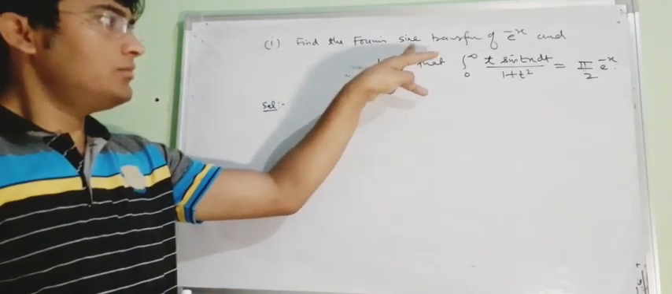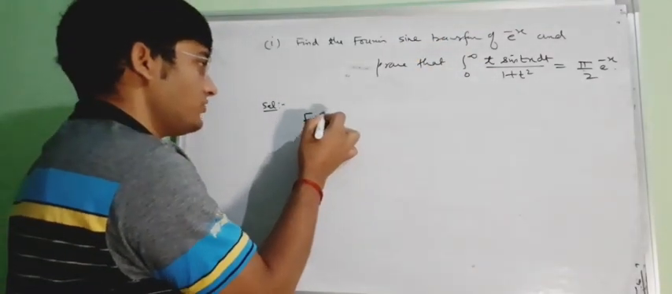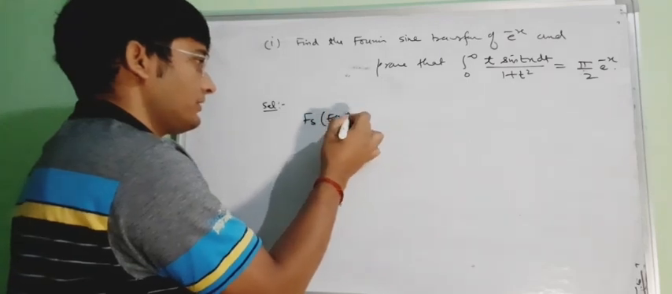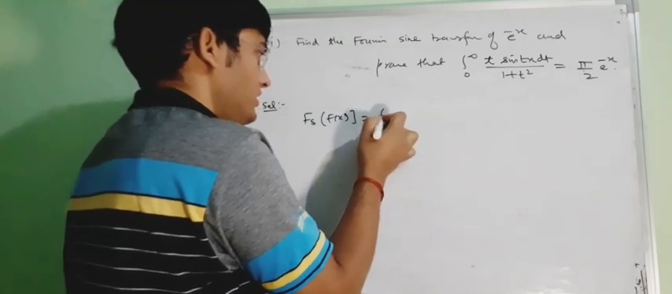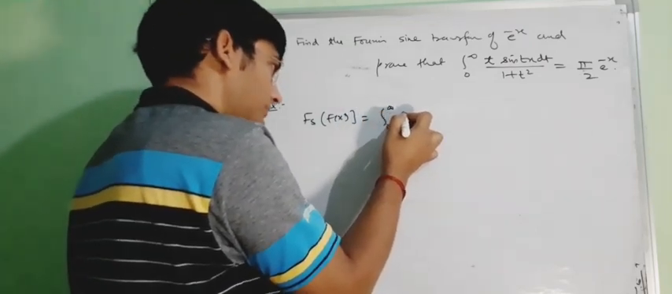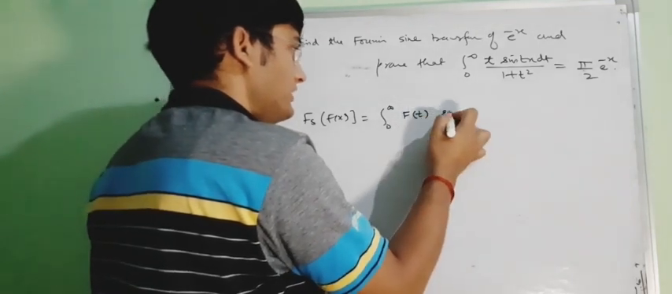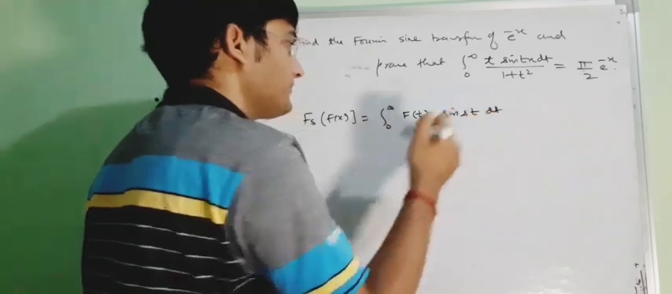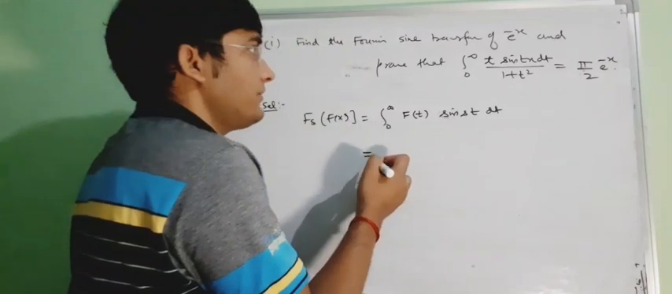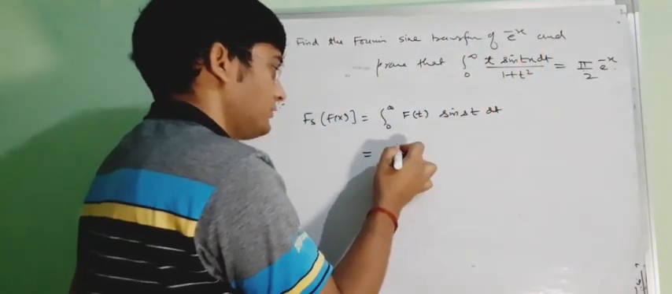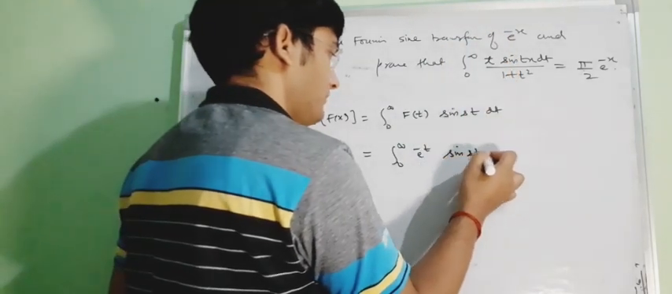Here we will prove this result with the help of the sine transformation. The sine transformation of a function f(x) is equal to the integral from 0 to infinity of f(t) sin(st) dt, as we are taking the sine transformation. So this is the definition of the sine transformation. Now for f(t), we have e to the power minus t. So in place of f(t), we have e to the power minus t.